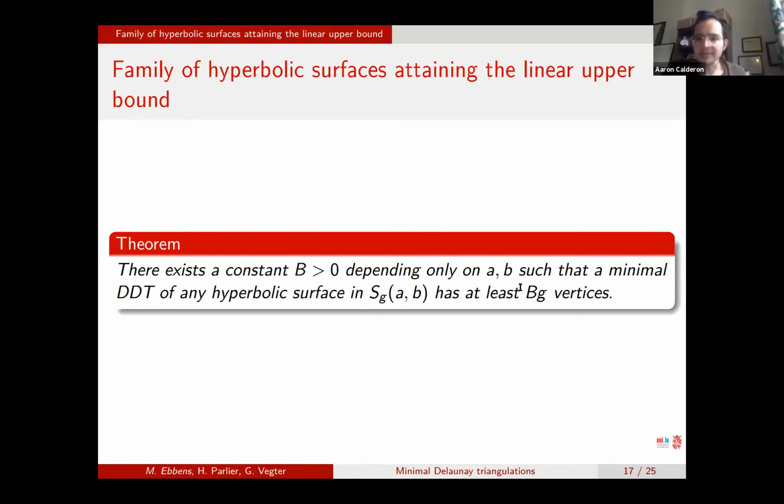Can I actually ask about the statement of this theorem? Sorry. This theorem is for any B, right? You have a constant so that you have at least PG vertices as G goes to infinity, right? Yes. Okay.